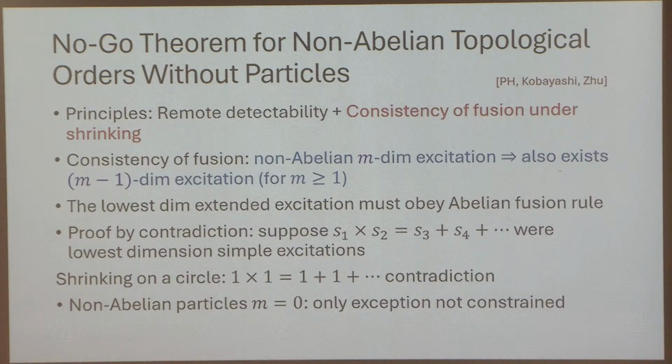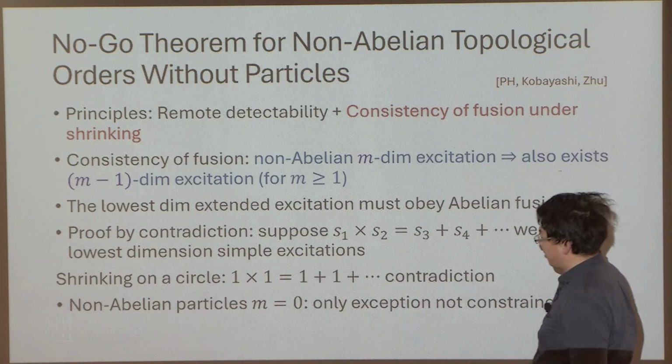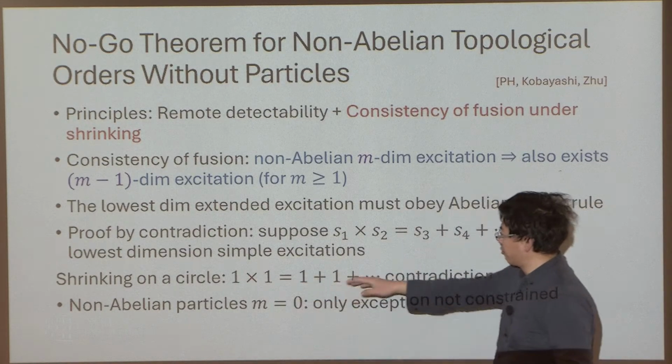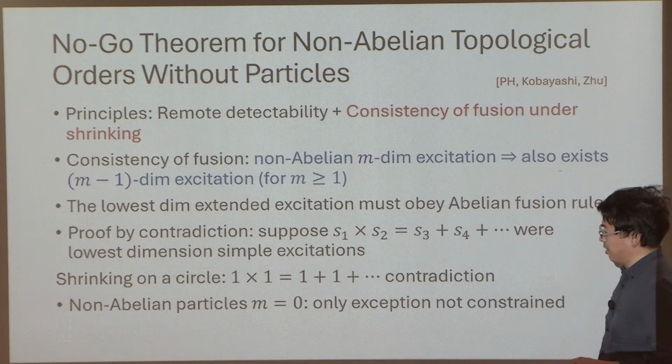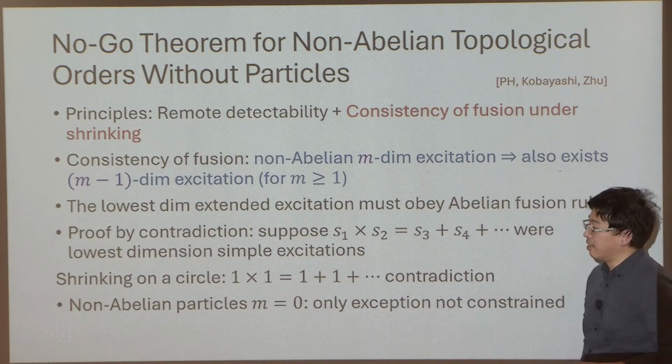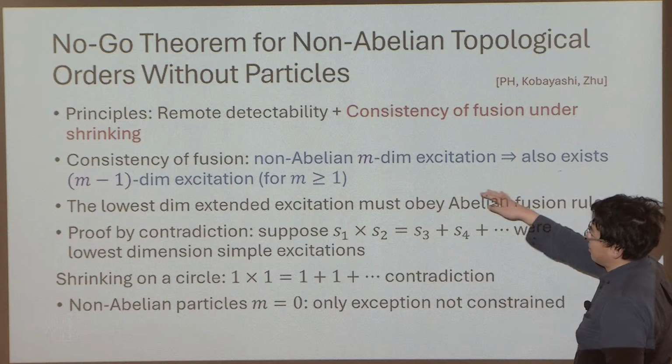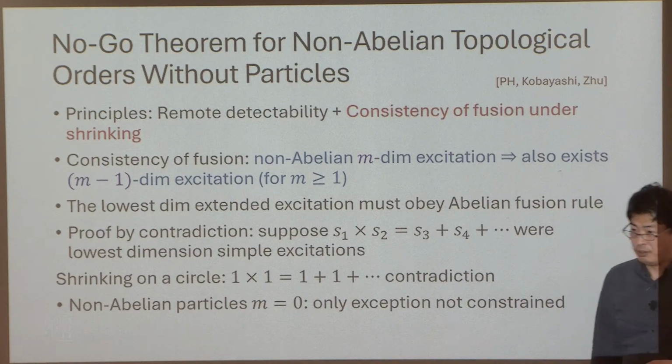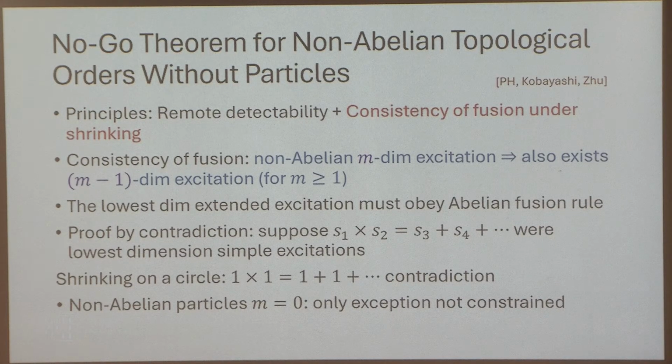So now we immediately get a contradiction, because we have 1 on the left-hand side, but we have 2 and more on the right-hand side. So we get a contradiction. That means that if you have any non-abelian extended excitations, there must be some other excitations of one dimension lower. Is there any question about this argument?